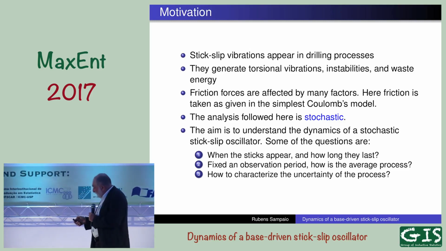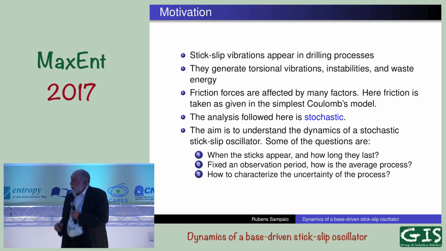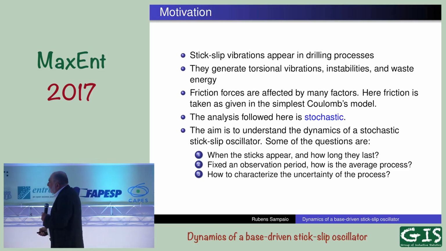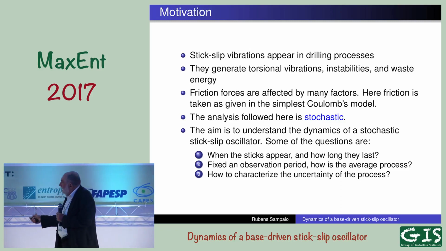So it's interesting to model this thing. I talked to you about this, and the other thing I want to add is this. I'm going to model friction as the simplest Coulomb model. That means I'm going to use only one coefficient, not two. It's the simplest model one can use, and I am going to analyze the stick-slip through a stochastic process. And what I want to see is when the sticks appear. That's the first question. Then I want to know how long they last.